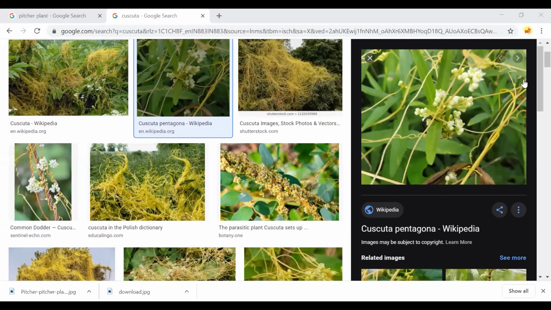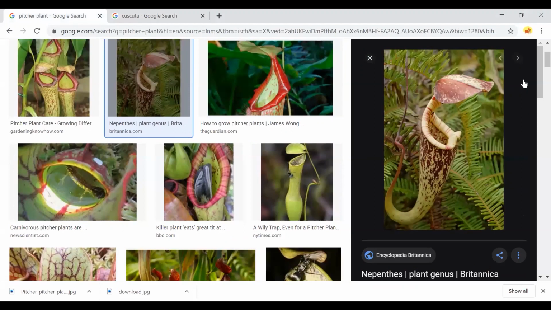Now what happens is, this yellow Cuscuta obtains its food from this green plant. The green plant performs photosynthesis, and the Cuscuta takes a part of the food that is produced by this plant. Now it's clear to you? Okay, and now to show you the pitcher plant, this is the second image.